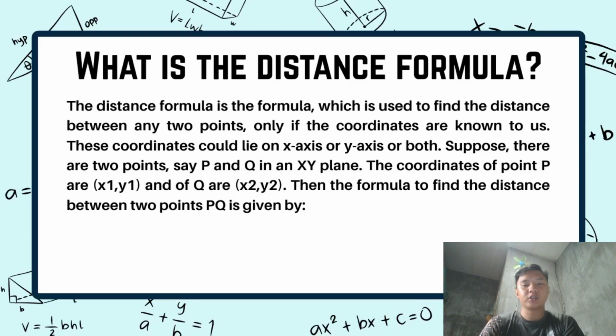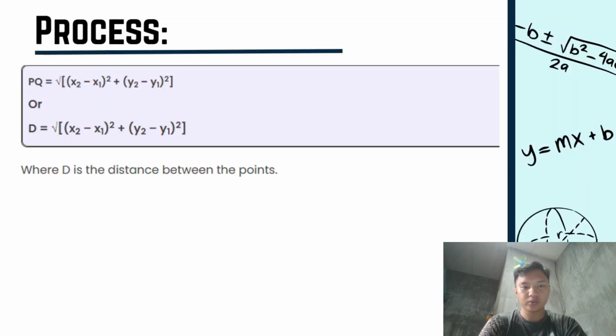Suppose there are 2 points, say P and Q, in an xy plane. The coordinates of point P are x sub 1 and y sub 1, and of Q are x sub 2 and y sub 2. Then the formula to find the distance between the 2 points PQ is given by, this is the illustration of PQ.